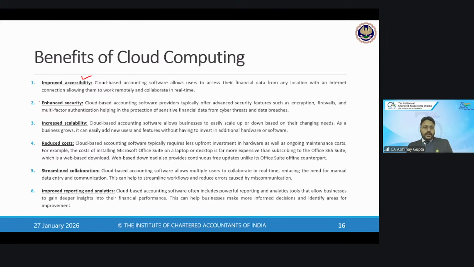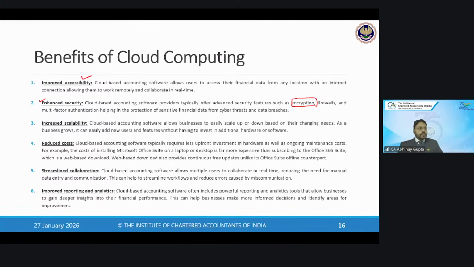Enhanced security. Cloud-based accounting software typically provides advanced security features, for example encryption. Do you know what encryption means? Encryption means that only the person the message is intended for can open that particular item.